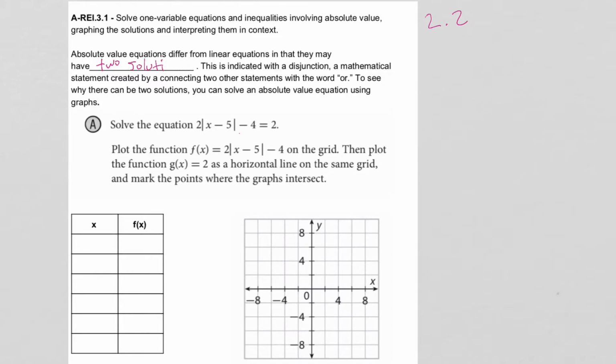solutions. Now, you're used to finding x equals like one number. But with an absolute value, x actually can equal two different numbers, and you'll get the same value for y. So we're going to get some experience with this.